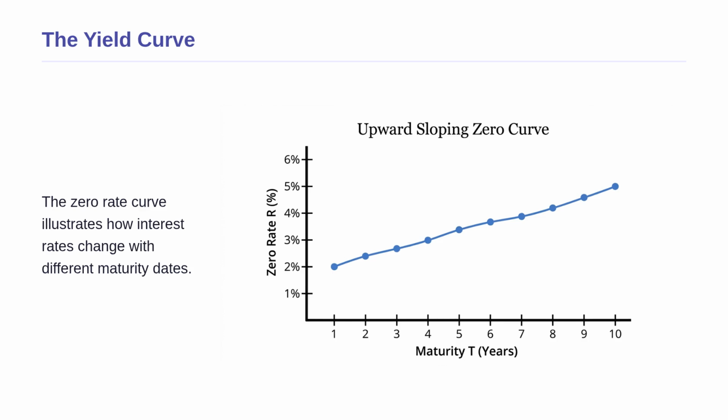What you're looking at is a typical zero rate curve, often called a yield curve. The horizontal axis shows the time until maturity in years, and the vertical axis shows the corresponding zero rate as a percentage. Notice how the curve slopes upward? This visually represents a core financial principle. Locking your money away for a longer time generally earns a higher interest rate. Financial professionals monitor this exact curve constantly because it reflects the market's expectation of future economic health.